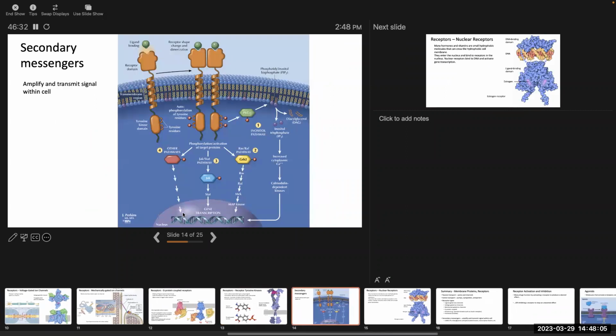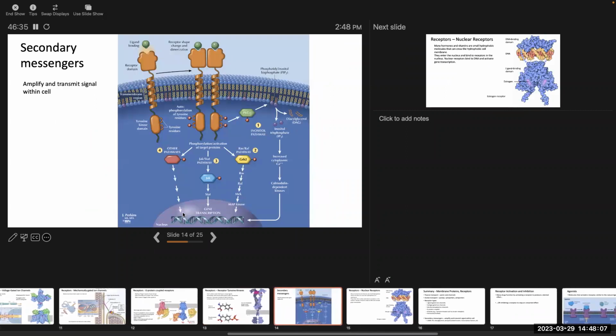So speaking of second messengers or secondary messengers, these are molecules that will carry a signal inside a cell, typically from a receptor, and then carry that signal somewhere else inside the cell. Oftentimes what they do is amplify the signal. So even if you only stimulate a couple of receptors on the surface of the cell, the second messengers will actually amplify that signal, so you get a larger response from the cell.